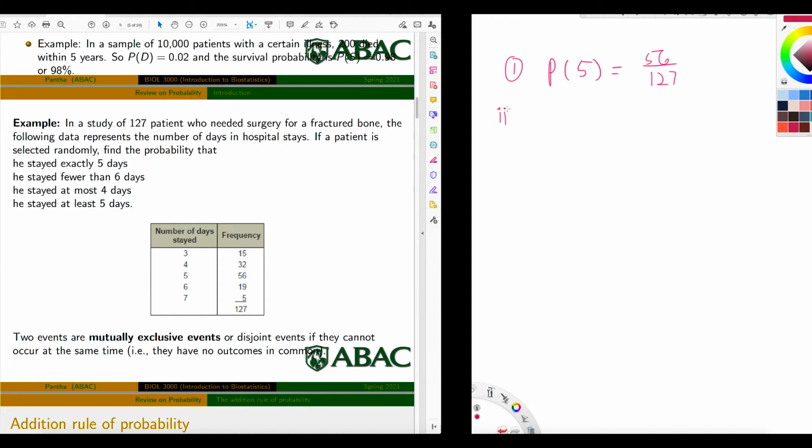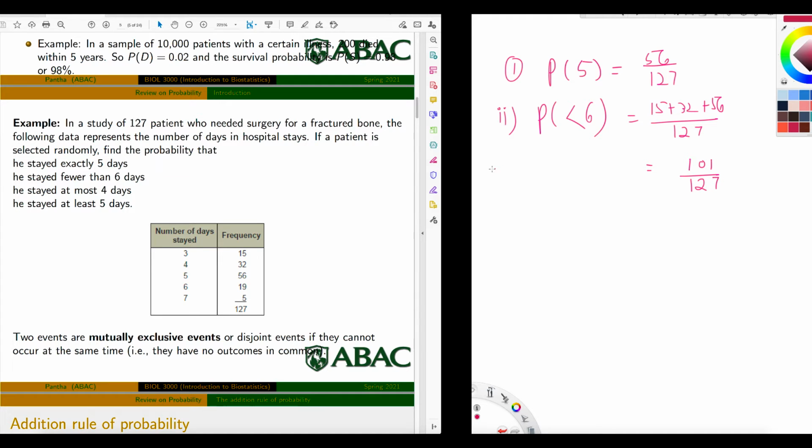For double I, it says he stayed fewer than 6 days. Probability of less than 6 days. Fewer than 6 means 3, 4, and 5, right? So that will be 15 plus 32 plus 56 divided by 127. If you do that, then you will get 101 over 127. That's what you get.